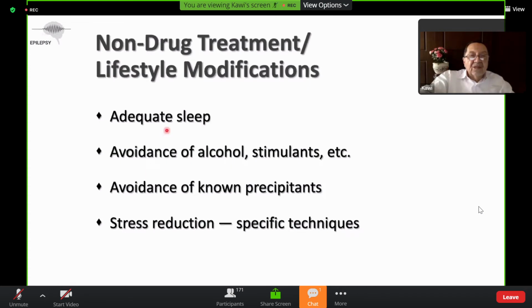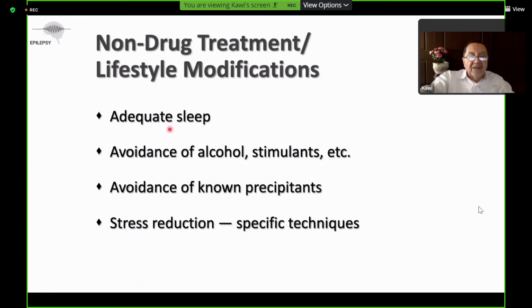Non-drug treatment: we tell the patient he should have regular sleep at regular hours, adequate sleep. Lack of sleep is an activating procedure that may cause activation in the electrical activity of the brain, recorded on EEG, or activating the seizure activity manifested by seizures. Avoid alcohol and stimulants such as caffeine and so on. If the patient knows a seizure is precipitated by, for example, flickering light, he should avoid flickering lights, and reduce stress.